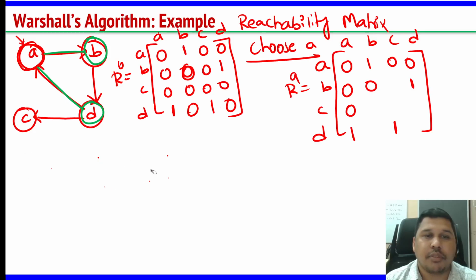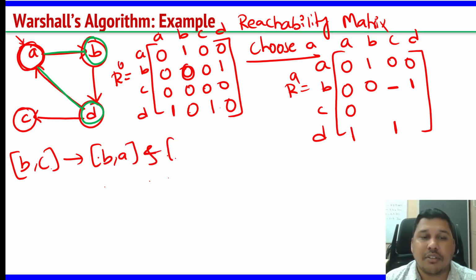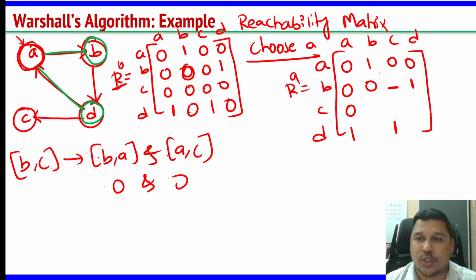Next, this part is empty, that is 0. I have to fill it. B to C. I want to show a path from B to C using A, meaning from B to A first and from A to C. So refer to the R0 matrix. What is the B to A value? 0, and the A to C value is 0. 0 means there is no path. So this cannot change. This will be 0 only.